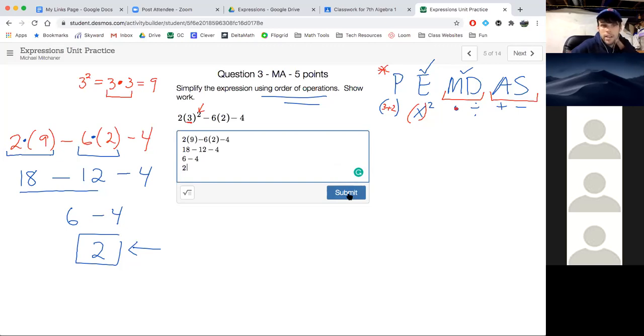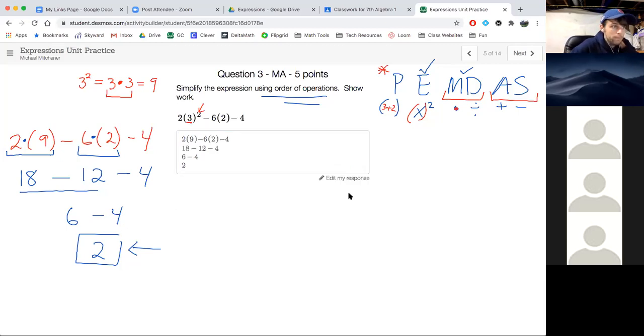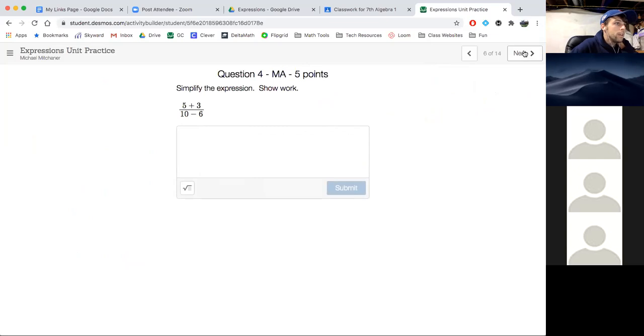All right, and then when you're done, I like to click submit. You can always edit it after submitting. All right. This is going to be the last one that's in this mathematical accuracy. I want to talk about the other 2 types of questions we have as well.